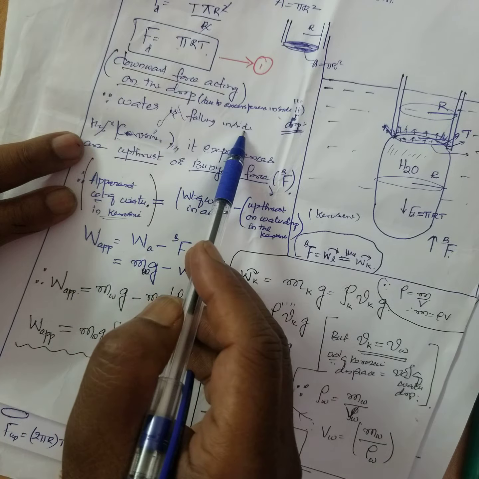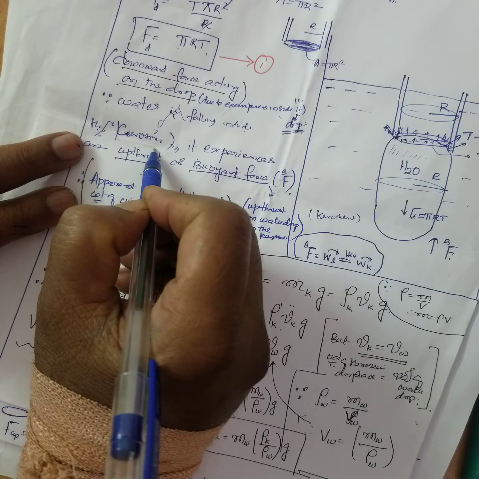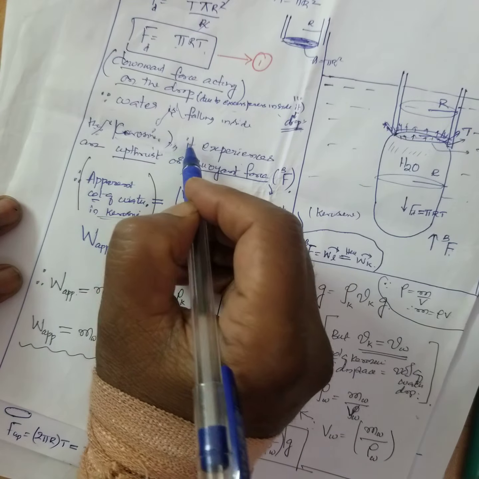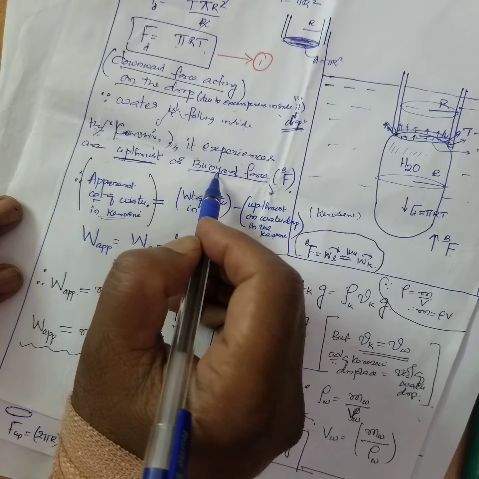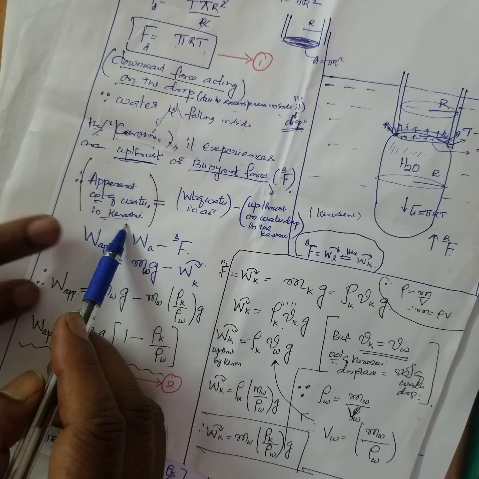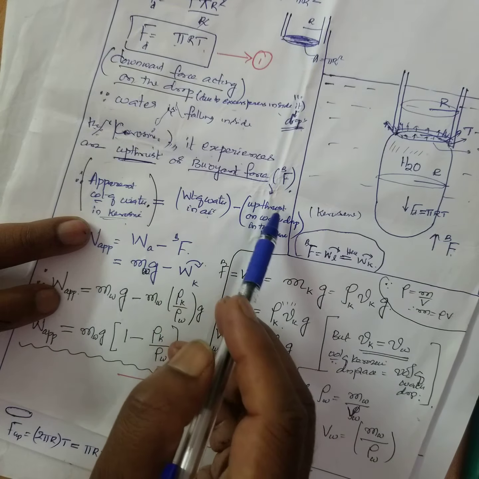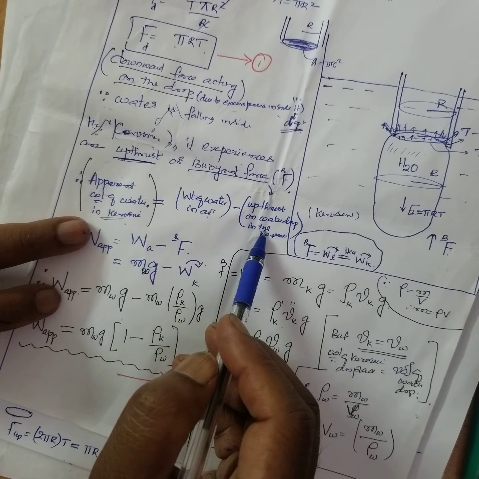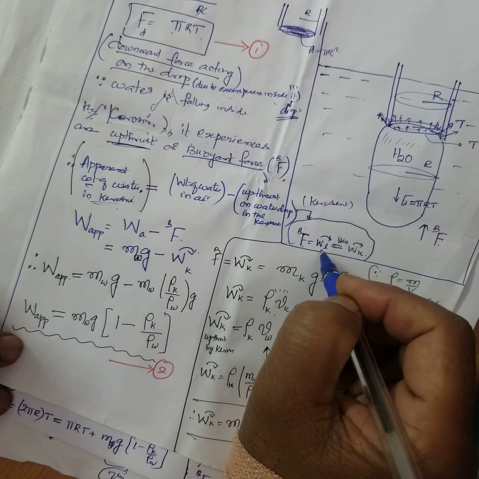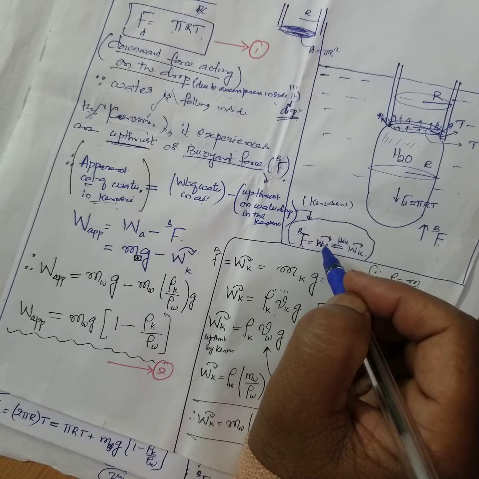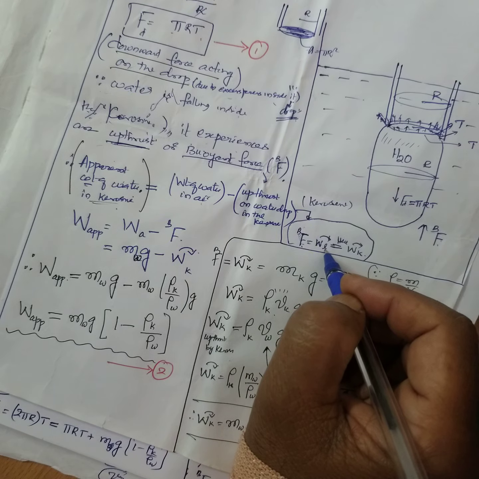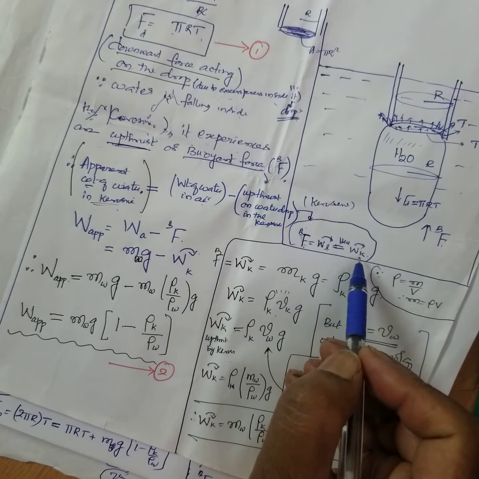Since water is falling inside the kerosene, it means what? The water experiences an upthrust or buoyant force. The apparent weight of the water in kerosene is equal to weight in air minus upthrust. Upthrust is equal to buoyant force, right? That is called loss of weight. What is buoyant force? It is the weight of the liquid displaced. Here the liquid is kerosene.